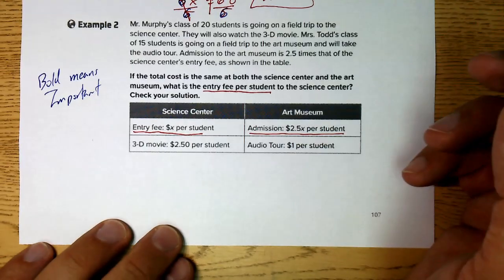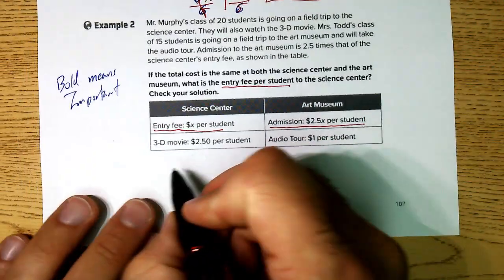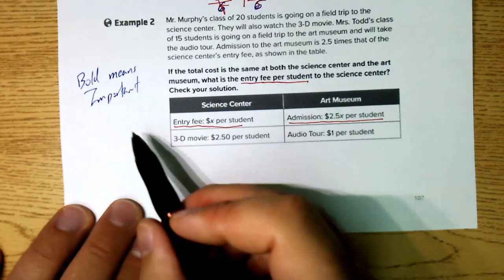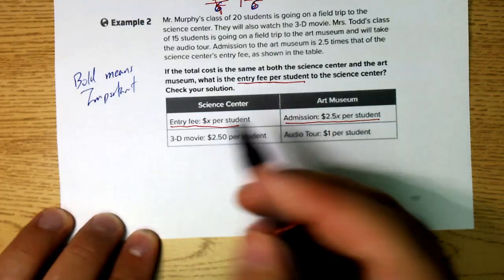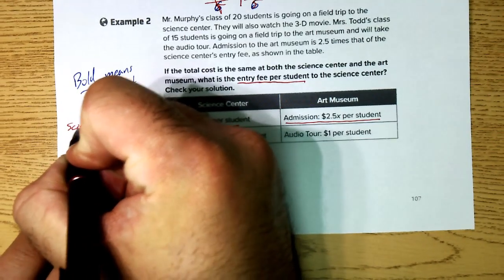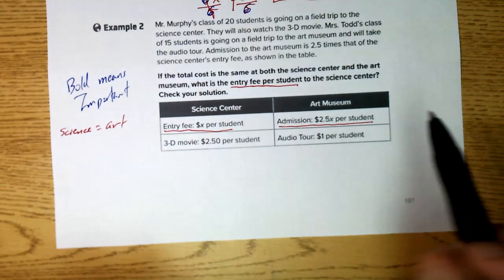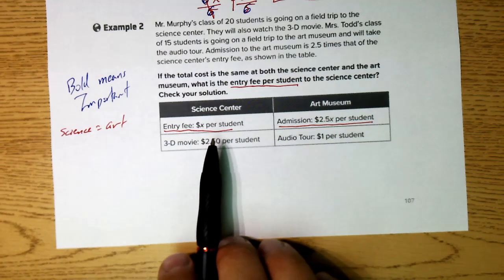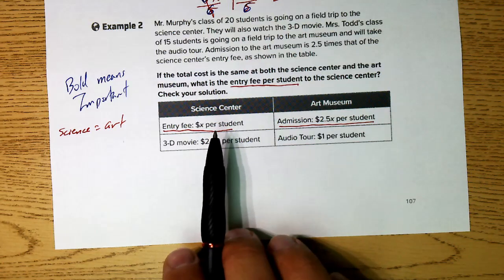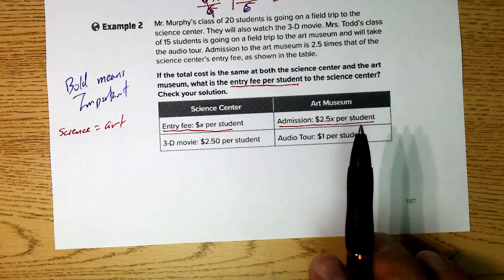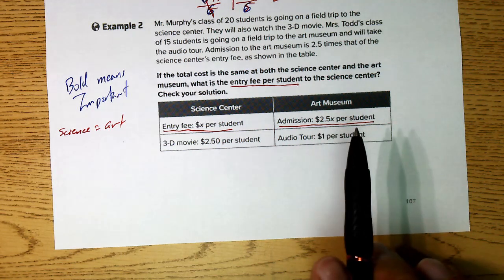What that tells me is that when we set this up, I'm going to do it over here so that I have plenty of room to work. I'm going to have science equals art. I'm going to write an expression for the Science Center and set it equal to the total for the Art Museum.